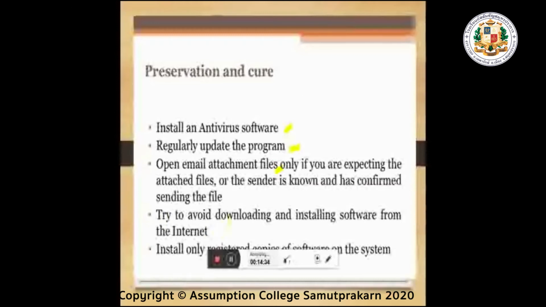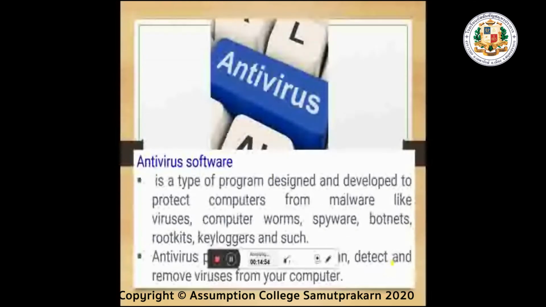Another way to prevent computer viruses is to avoid downloading or installing software that you get from the internet, especially if it's for free. And the best thing you can do is to buy and install registered copies of software into your computer system.